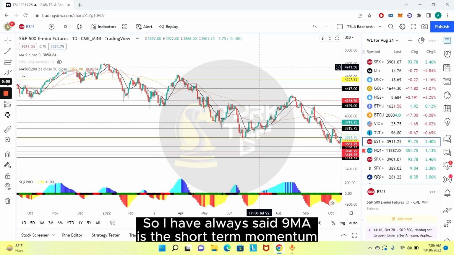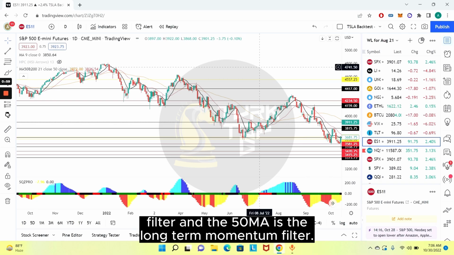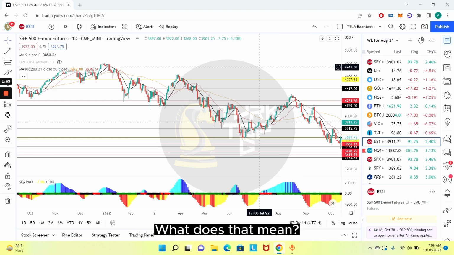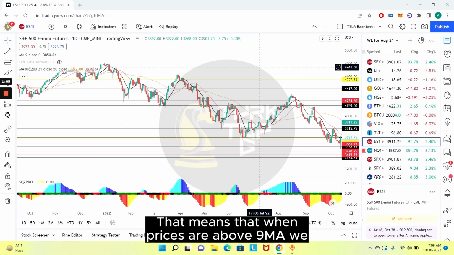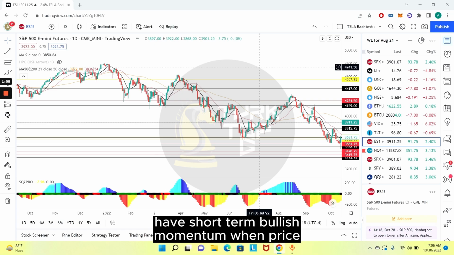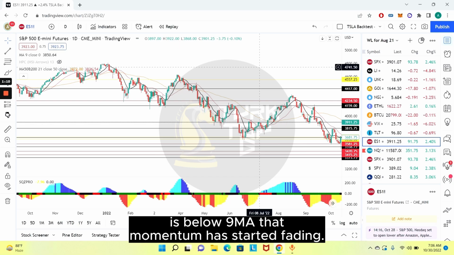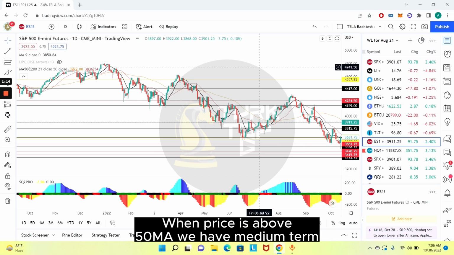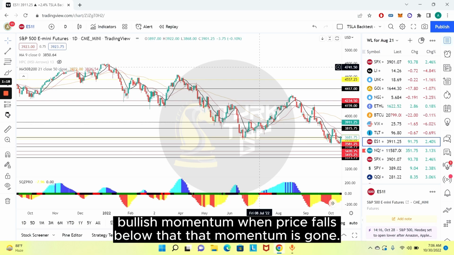I have always said the 9MA is the short-term momentum filter and the 50MA is the long-term momentum filter. What does that mean? That means that when price is above the 9MA, we have short-term bullish momentum. When price is below the 9MA, that momentum has started fading. When price is above the 50MA, we have medium-term bullish momentum. When price falls below that, that momentum is gone.